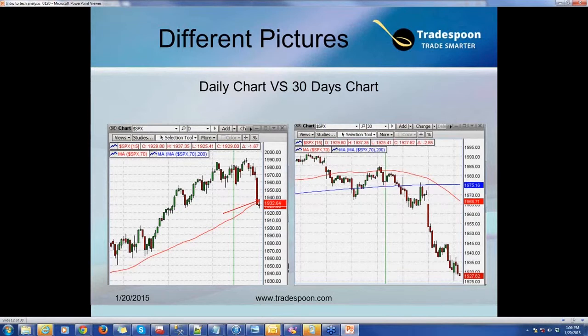So on the SPX, we know that for the past year and the past 3 years, we've been trading in a confirmed uptrend. But if you look at the past 30 days, you see that we're in a downtrend. So you've got to make sure when you make that trading decision that both the short-term and the long-term trend confirm the trend.